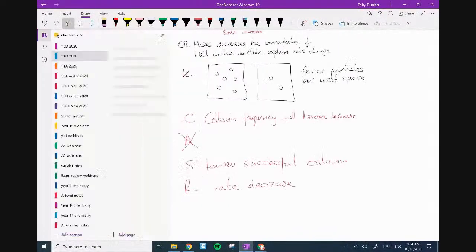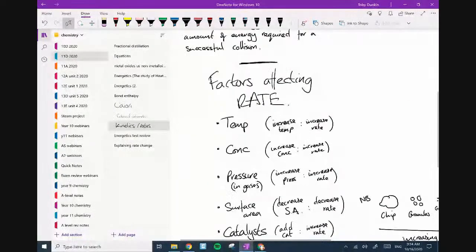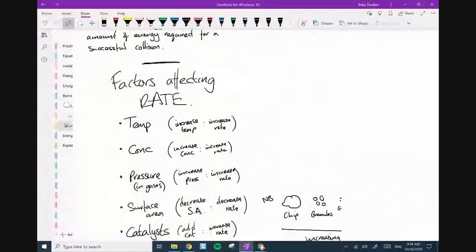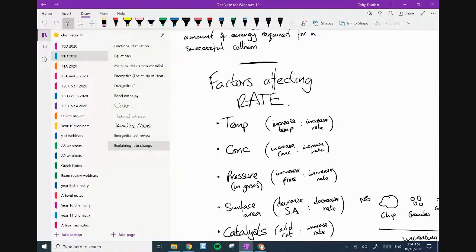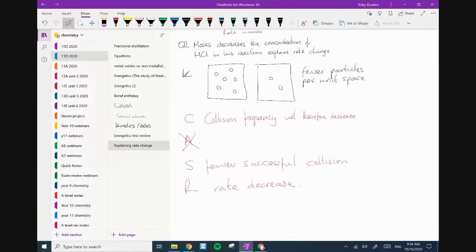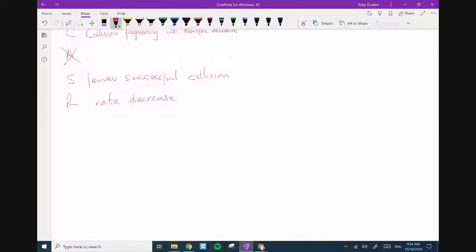Let's just check. Pressure and gases. Now there's a reason why I put these two next to each other. The reason being is they have the same explanation, because pressure in gases is the same as concentration in solutions. What I need to do is just start using those pens over there, but then there we go.